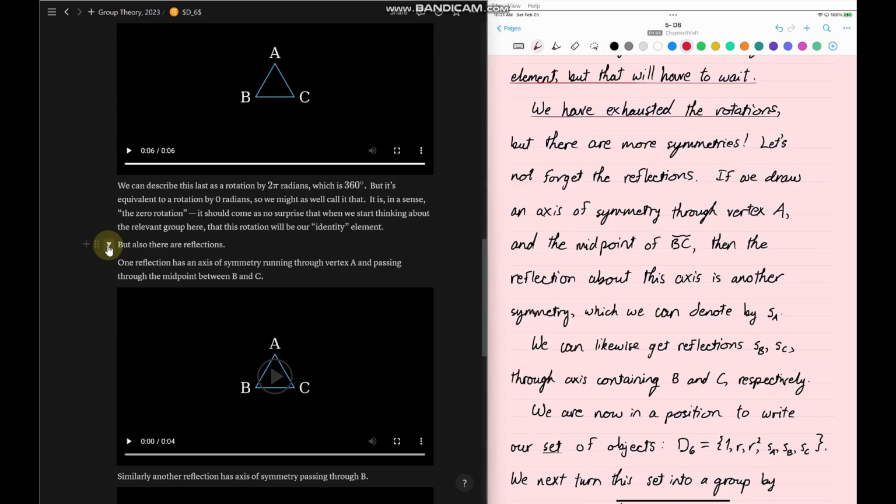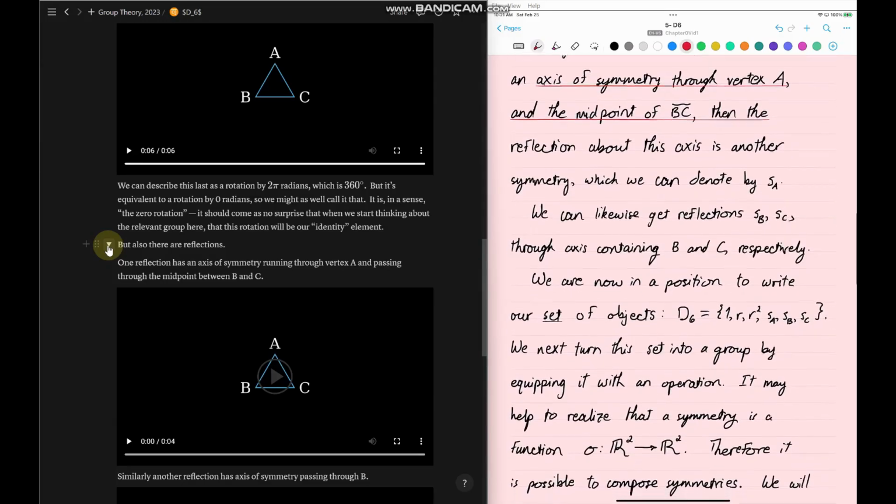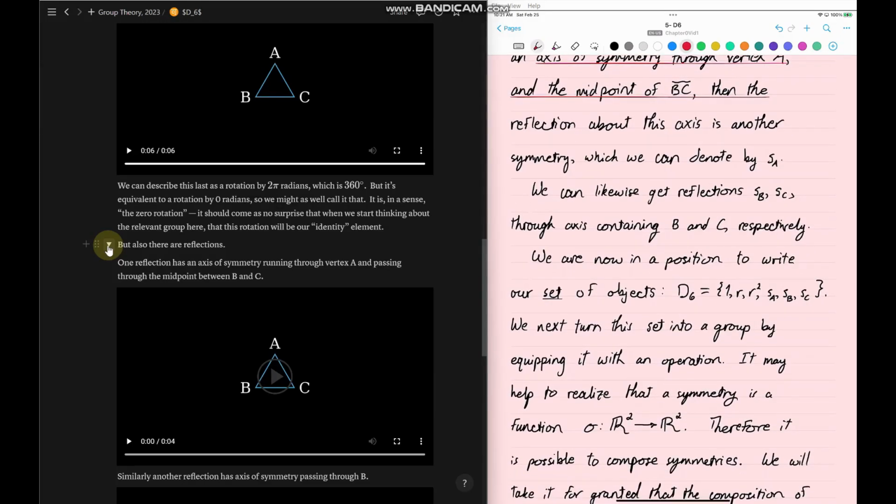We've exhausted the rotations, but there are more symmetries. Let's not forget the reflections. If we draw an axis of symmetry through the vertex A and the midpoint of the segment BC, then the reflection about this axis is another symmetry which we can denote by S sub A. We can likewise get reflections S_B, S_C through axes containing B and C respectively.